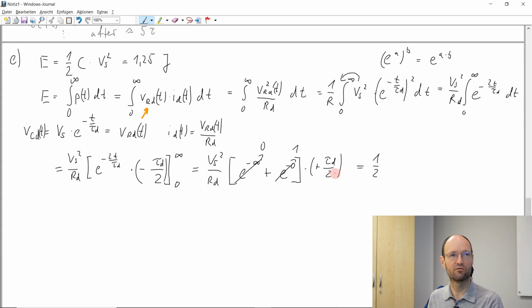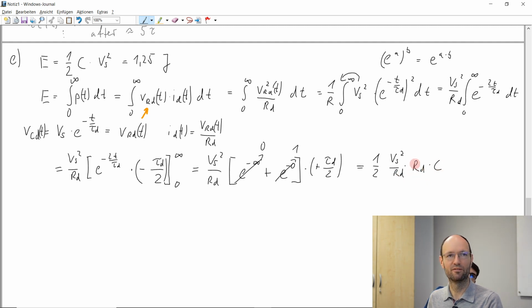I will bring this at first as a nice constant factor to the front. Then we have source voltage squared divided by resistance. And then we need to multiply with this time constant. And the time constant is R, the discharging resistor, times C.